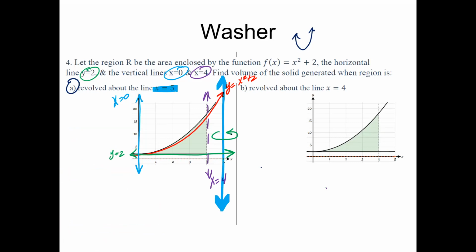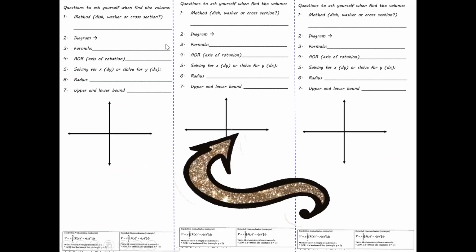Okay, so given the fact that my axis of rotation is a vertical line, I want to go back here and figure out which formula to use. Since my axis of rotation is a vertical line, I'm going to use a second equation. That means I'm using the washer method. I already drew my diagram. My formula is going to be right here.